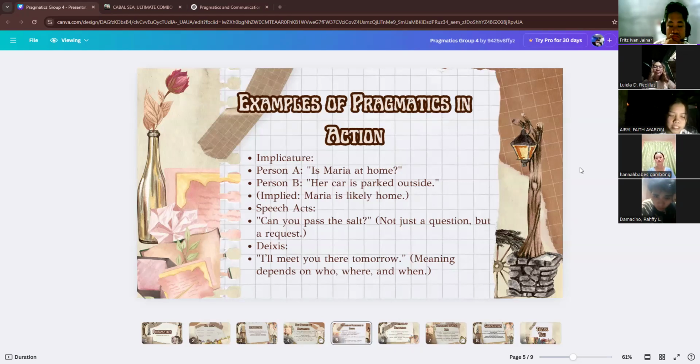Finally, we have deixis. This refers to words that depend on context to make sense. For example, "I'll meet you there tomorrow." The words I, you, there, and tomorrow don't have meaning on their own unless we know the speaker, listener, location, and time. Pragmatics helps us interpret these words correctly based on context.